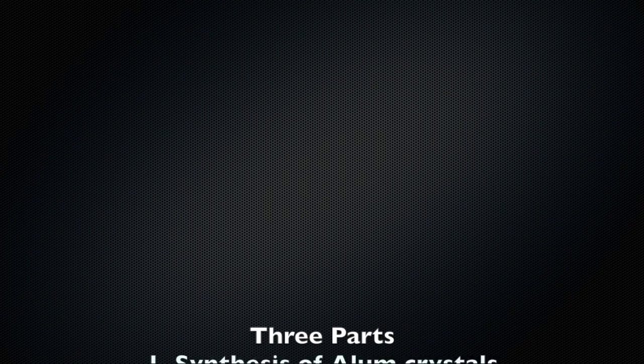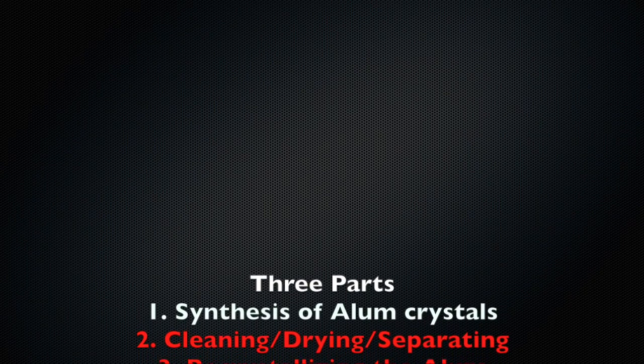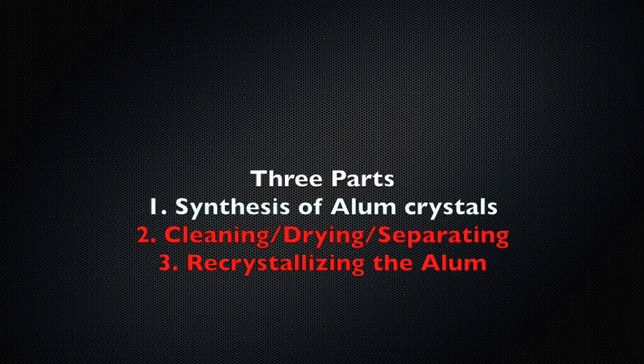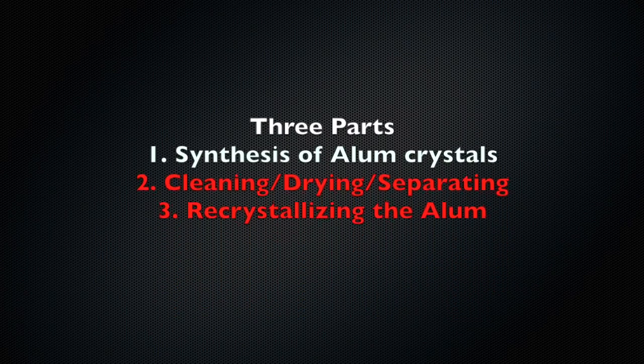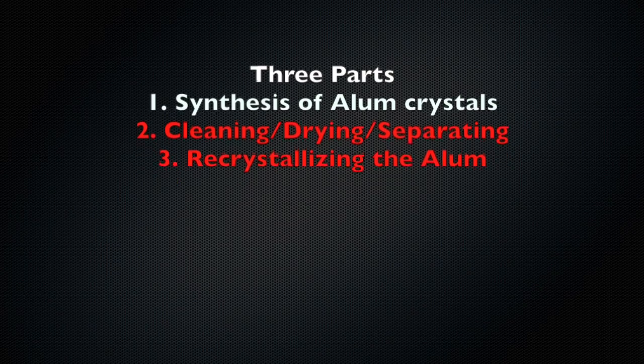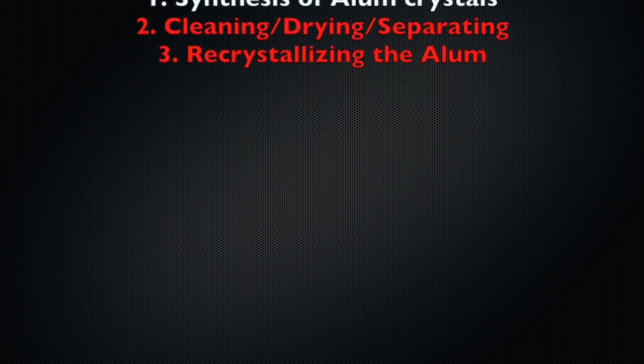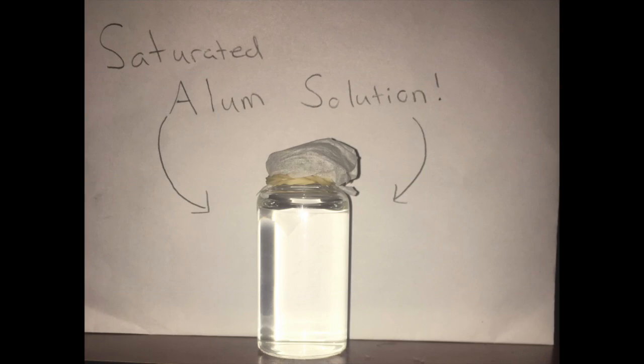As mentioned before, part 2 of the experiment simply involved cleaning the crystals with an ethanol water mixture to remove any contaminants. It also involved separating the crystals by vacuum filtration. And finally, part 3 of this experiment involved making 20 milliliters of a saturated alum solution, producing this vial of saturated alum solution. As you can see from this picture, alum crystals have yet to form.